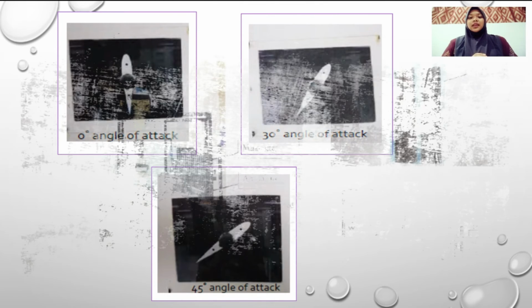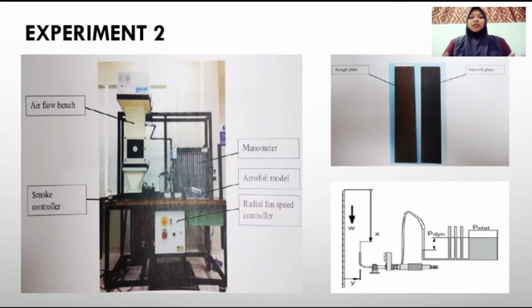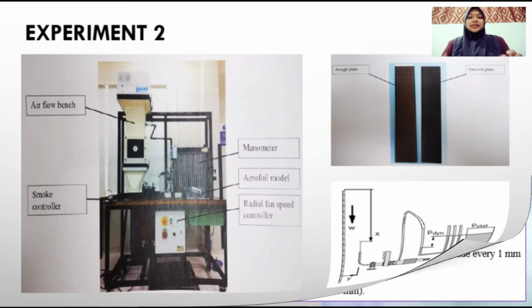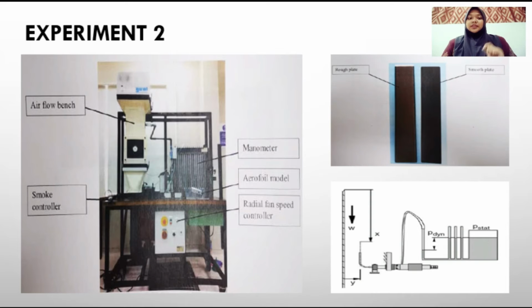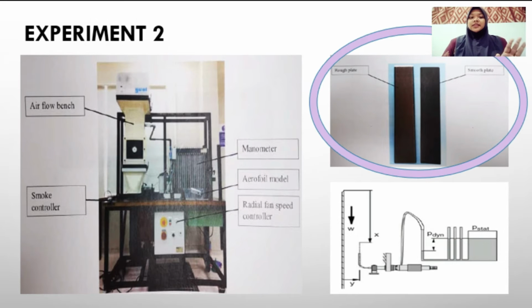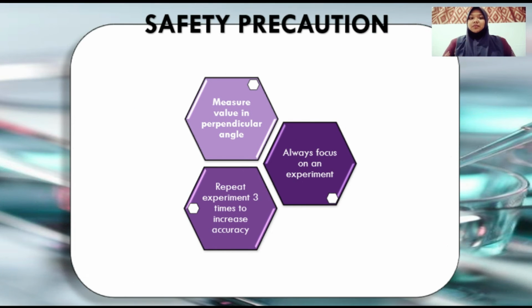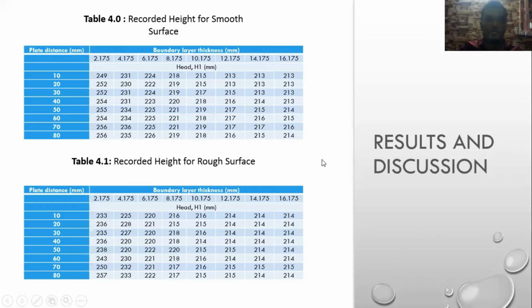Next, for the second experiment for boundary layer of flat plate, listed below were the apparatus and steps required to perform the second experiment. In this experiment, there will be two types of plate, which are the rough plate and smooth plate. All the data were collected and recorded in the table given. Following that, every experiment was conducted by following all the required precautions for safety purposes.